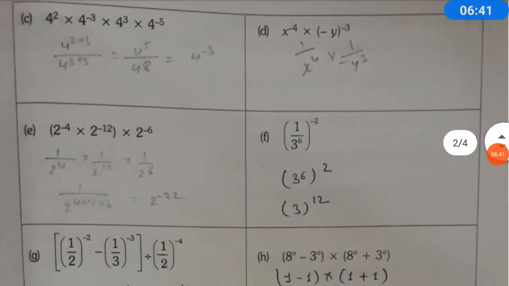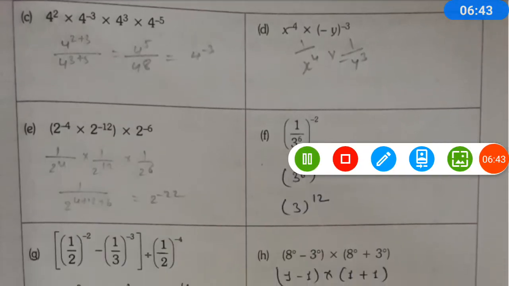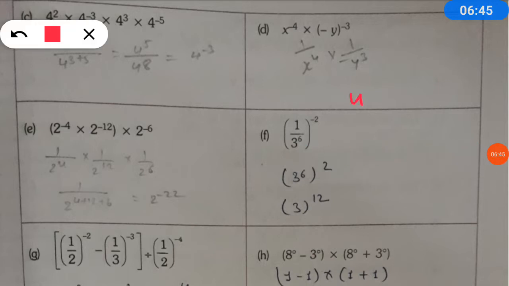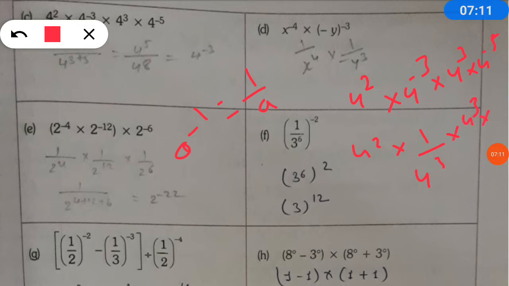Moving toward the B part of the question, what is said here: 4 to the power 2 into 4 to the power minus 3 into 4 to the power 3 into 4 to the power minus 5, isn't it? So wherever the power is negative, we are going to change that power into the positive form by applying the inverse law formula, that is a to the power minus 1 is equal to 1 upon a, isn't it? So here it will become 1 upon 4 to the power 3 into 4 to the power 3 into 1 upon 4 to the power 5, isn't it?